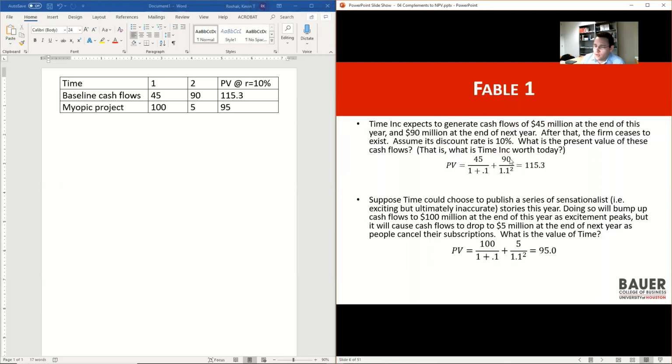Keep things super simple. If we have a discount rate of 10%, then what is the value of these cash flows? Well, just like we always do, we're going to draw out the cash flows and discount them. So we just have two cash flows, 45 million in a year, 90 million in 2 years, discount them. So the present value of Time Incorporated is 115, say.